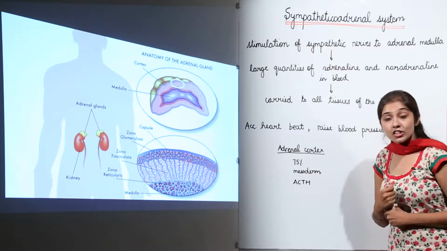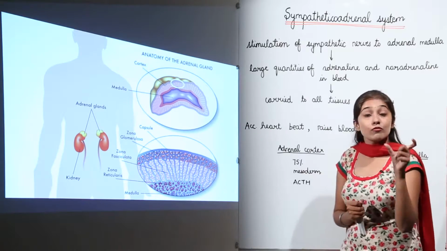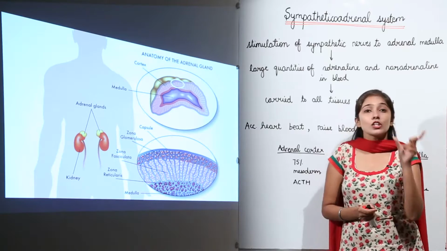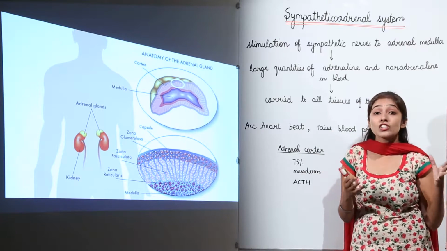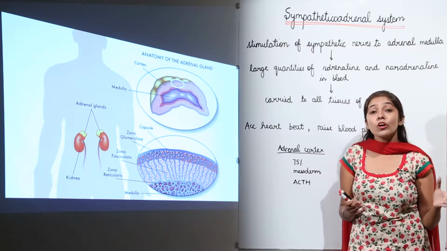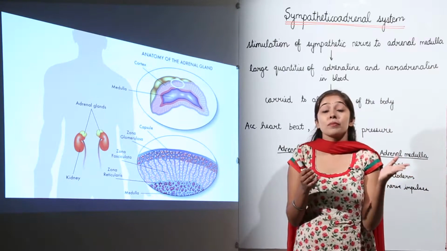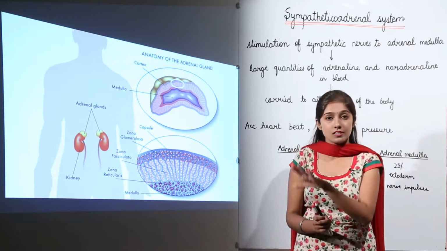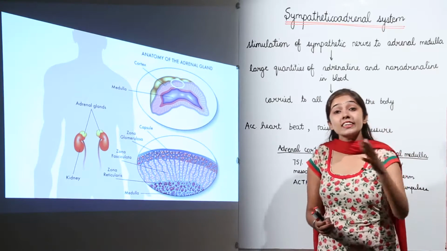When there is such stimulation by the sympathetic nervous system, what is the role of the sympathetic nervous system? The role of this sympathetic nervous system is the control of involuntary actions. For example, I told you that the muscle of your heart is controlled by this. So the sympathetic nervous system is going to stimulate the adrenal medulla to release its hormones.